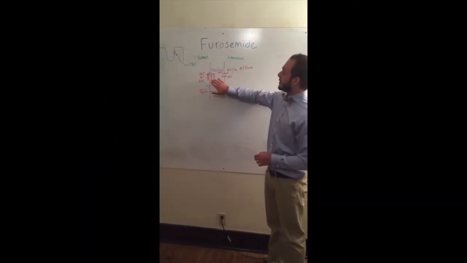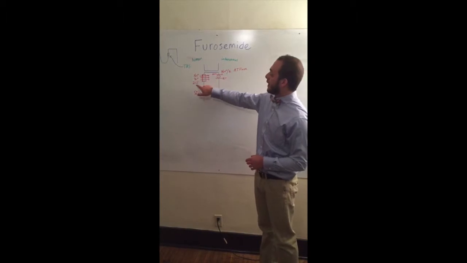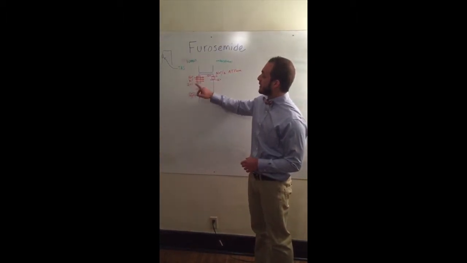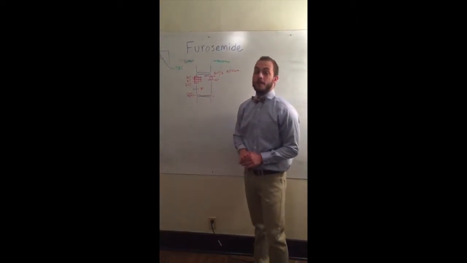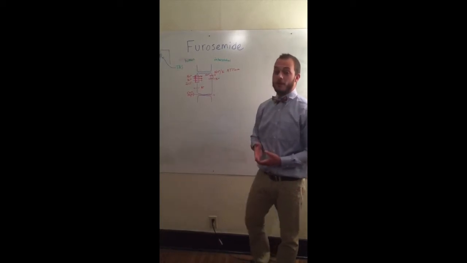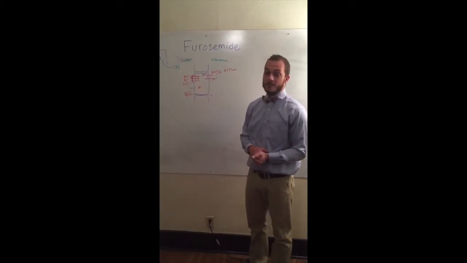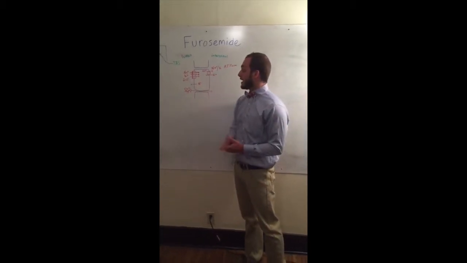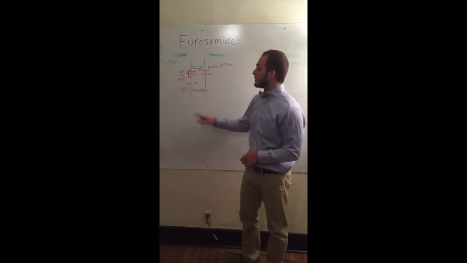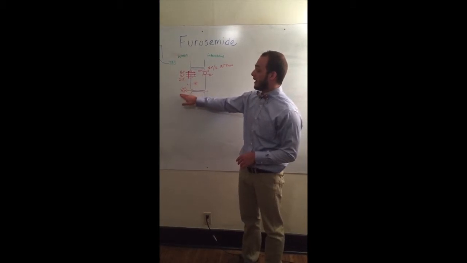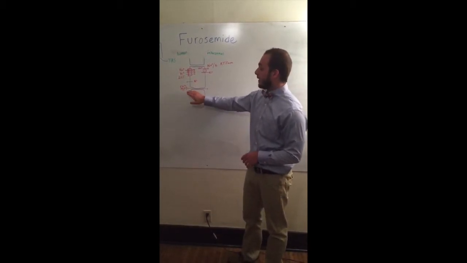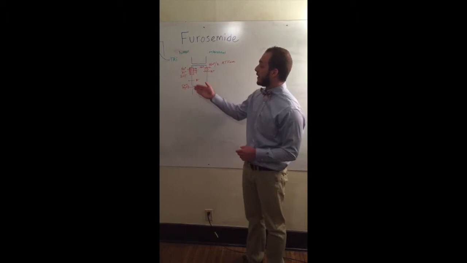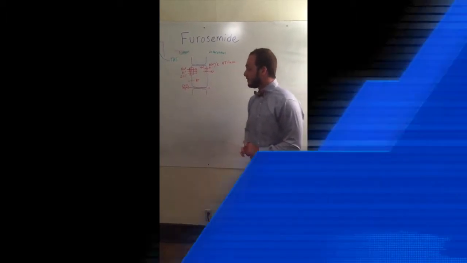So when we block this pump, we're going to have a high concentration of the solutes in the lumen, and we know that where sodium goes, water is going to follow, so that's going to cause our diuresis. This is also going to take away the high concentration of potassium inside the cell, which will disrupt the reabsorption of our calcium and magnesium, and they won't be able to be reabsorbed, so they will also be excreted.